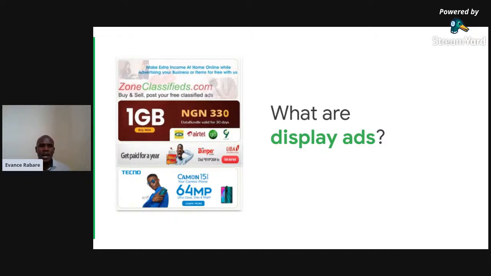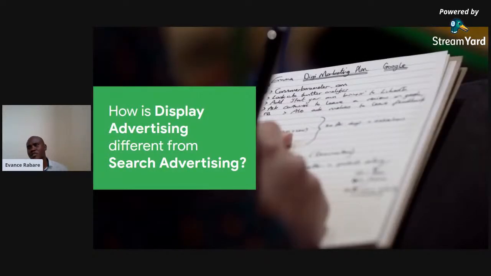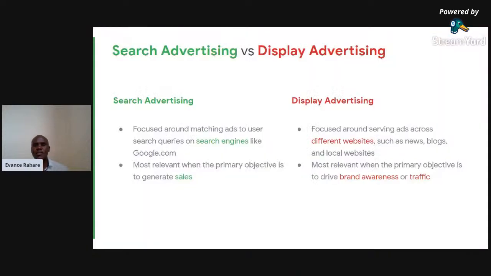All right. So let us look at how display advertising is different from search advertising. Let me know, how is display advertising different from search advertising? As you're writing your suggestions down, let us look at some of the differences.